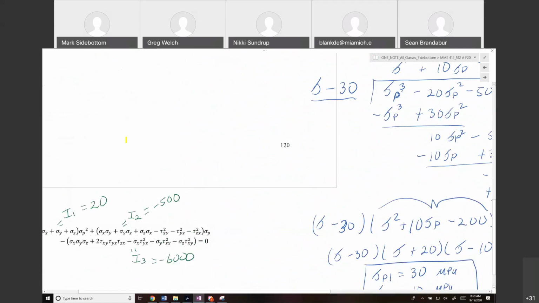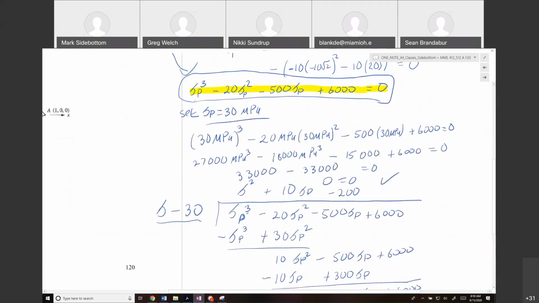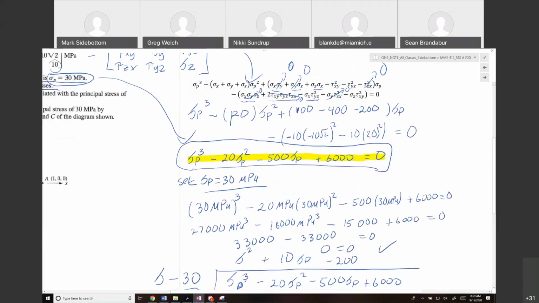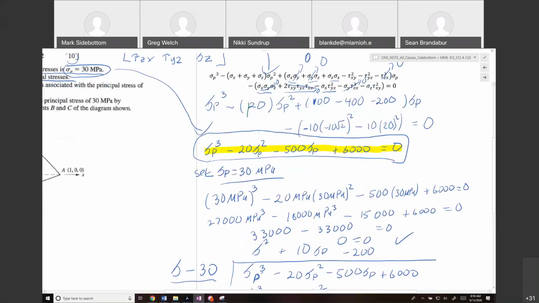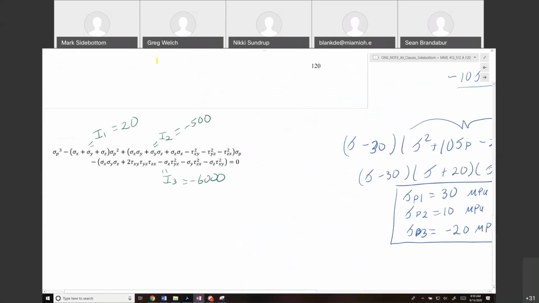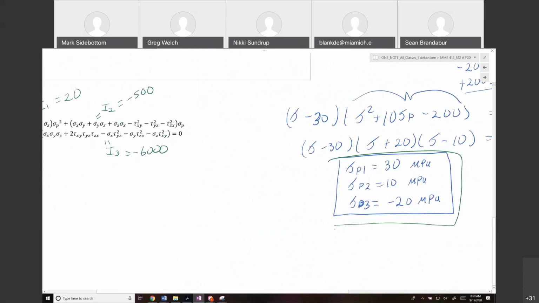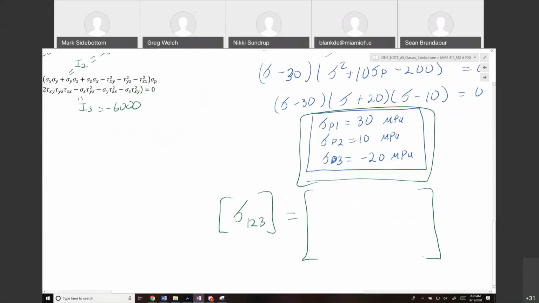All right, so those are our three stress invariants. What we could do is define our new state of stress by our principal stresses. So our new state of stress is going to be equal to this, right? On the plane of our principal stresses, or our principal planes, we know that our stress matrix is equal to this.